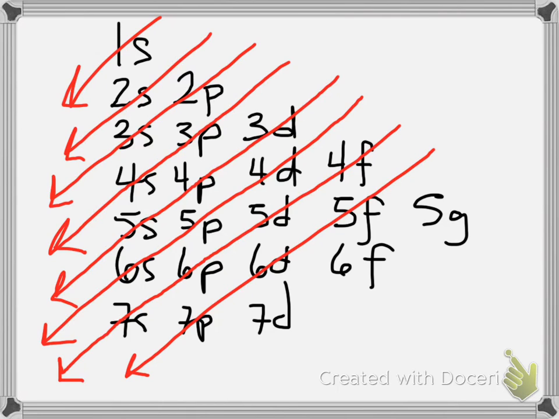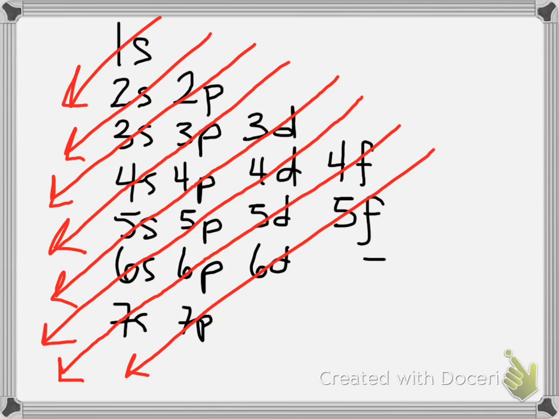You're not going to get to 5g. A lot of times you'll see this chart replicated looking like this, because you're unlikely to even fill something that goes up to the 7p. You'll see why as we start to do actual examples of these. Being able to draw this chart is critical, because you can't do electron configurations above 3s without it.